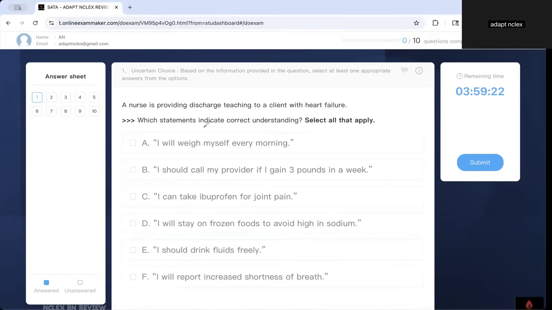Look at the way I'm going to approach this question. First, I read it from the back. It's a select or apply. What? SATA question. What is the question asking me? Which statement indicates correct understanding? That means the patient has to understand what is going on. They have to reproduce it to you.